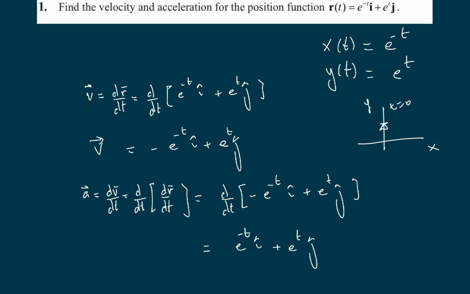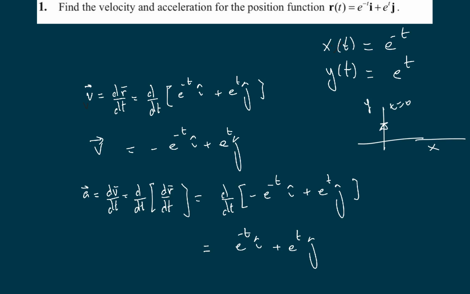Well, the vector position at t equal infinity: e to the minus infinity is 0 in the x, and e to the infinity is very, very big in the y. So the position is very, very big at t equal infinity.